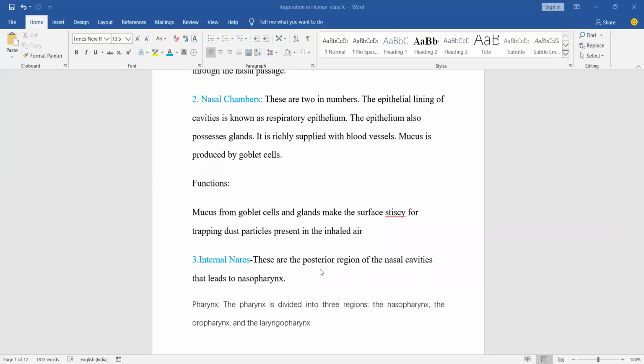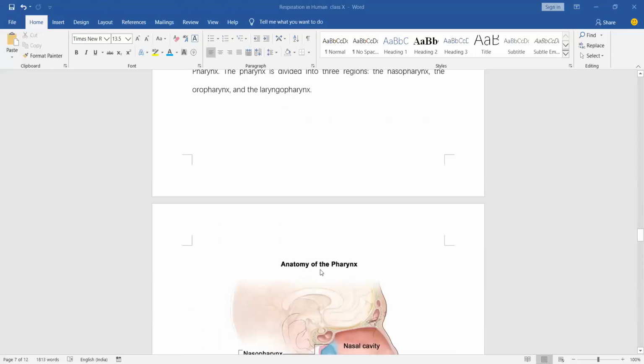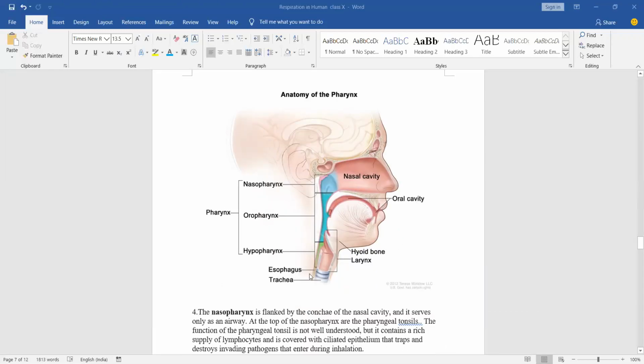Pharynx, which is also known as the throat, is divided into three regions: the nasopharynx, the oropharynx, and the laryngopharynx. Anatomy of pharynx. The pharynx has three divisions: nasopharynx, oropharynx, hypopharynx. Then it leads to the esophagus and trachea. An upper part of the trachea is larynx, which is also known as the voice box.